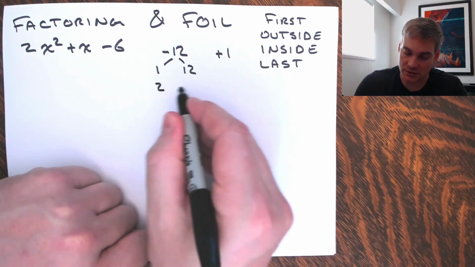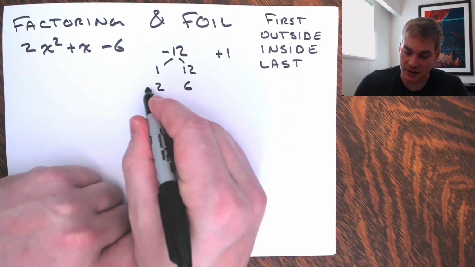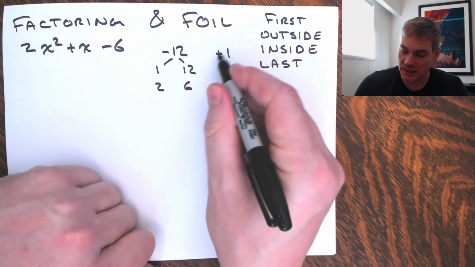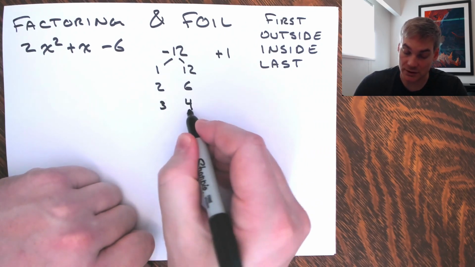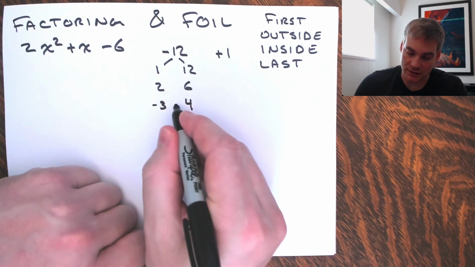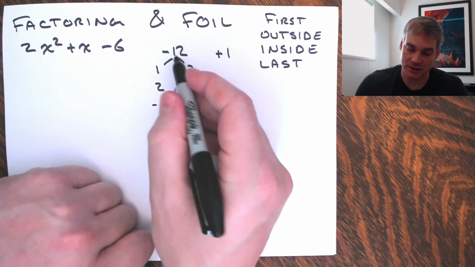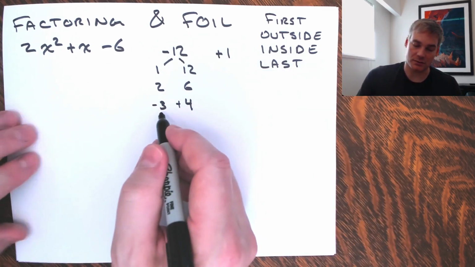So we use the next one, 2 and 6. So 2 times 6 is 12. If we had a negative 2, it would be negative 12. But we can't add them to get a positive 1. So we go again. We see 3 and 4. We're like, oh, okay, well, this will work. Well, if 3 is negative and 4 is positive, that multiplies to negative 12. But it also adds to 1. So those are what we're going to use.